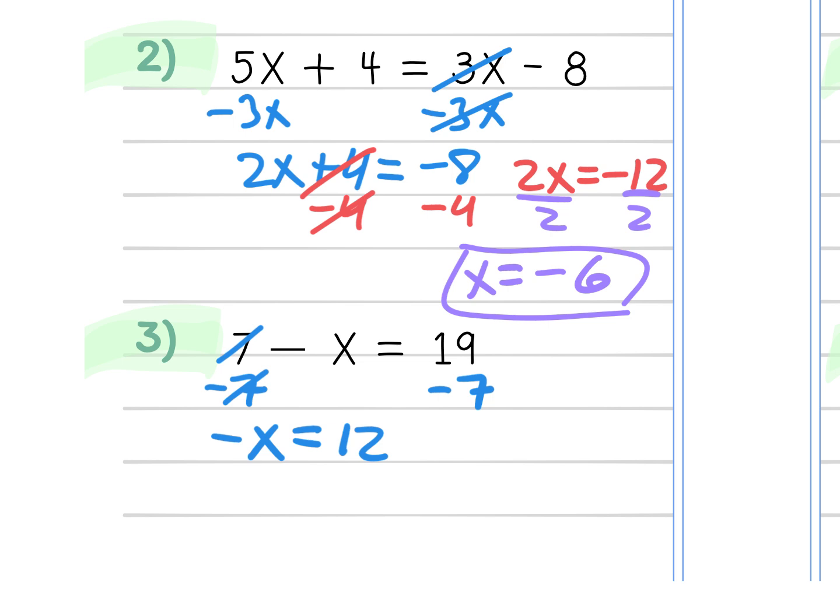And then the last thing we want to do, our answer is not done. Even though you don't see a coefficient in front of that x, you think you're done? No. We have to divide this by negative 1 to get rid of that negative. Divide or multiply by negative 1, either way you'll get the same answer. But when we divide by this negative 1, negative x becomes positive x. So then we get x equals 12 divided by negative 1, which is negative 12.